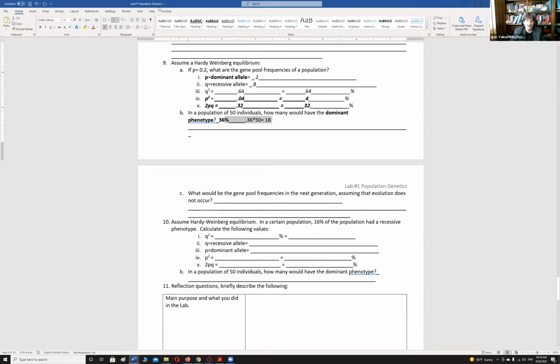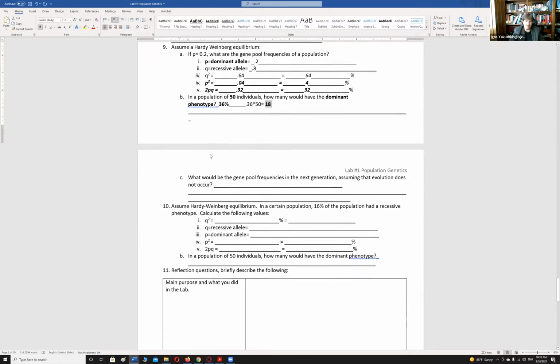And this is how I come up with it. Next time I will ask you in a population of 150 individuals. All you need to do is figure out the percentage and then multiply it by 150. In this particular case, it was saying 50. We figured out the percentage, so we remove the percent sign from the number. So 0.36 times 50, 18. This is the final answer. That's the answer B is asking. Make sense? Yes, 18.